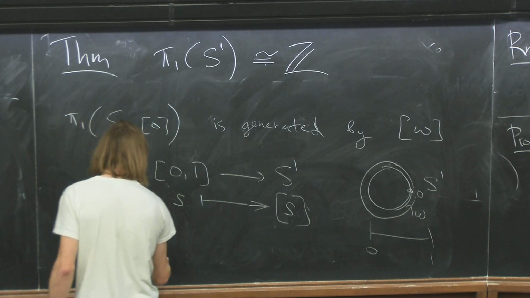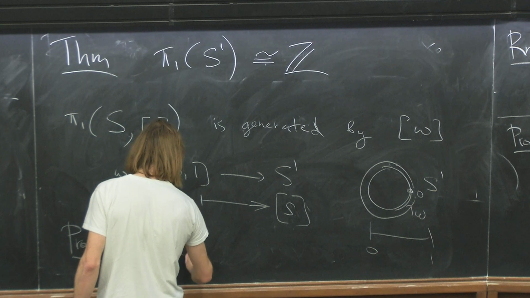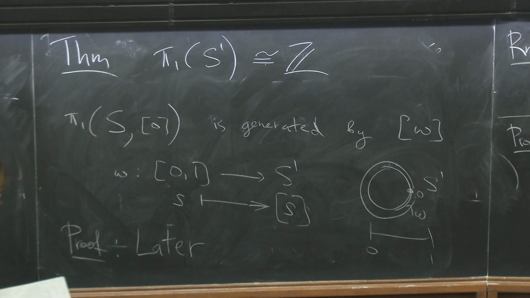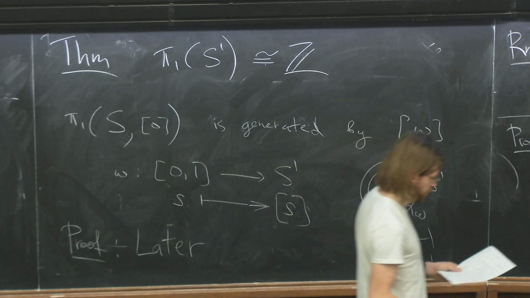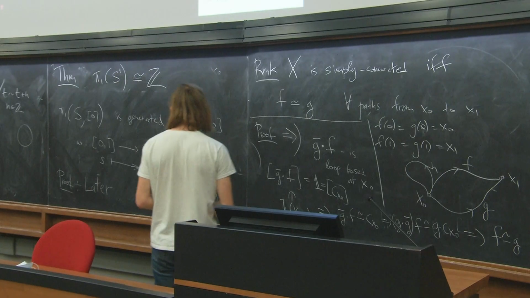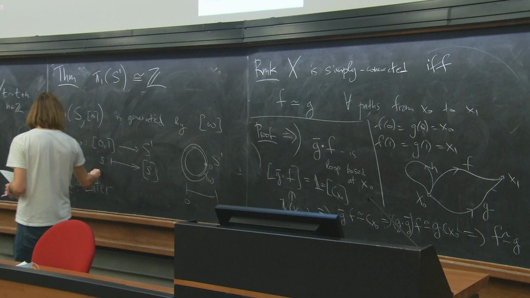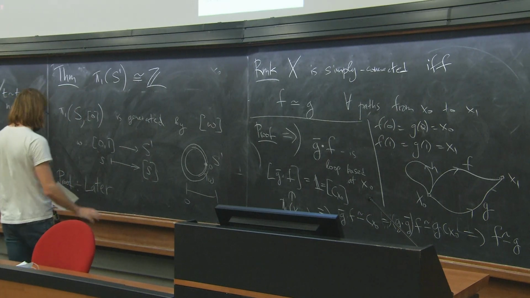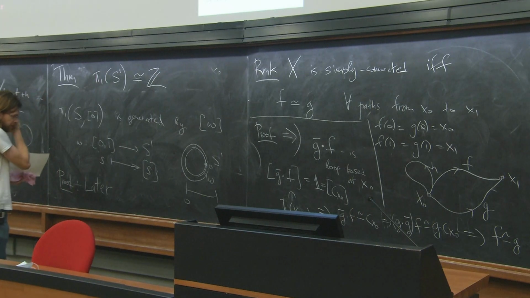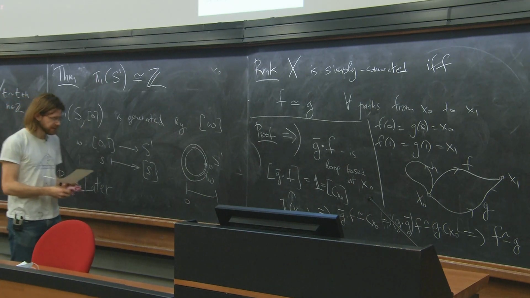The proof will come a bit later. We need to show some additional propositions before, to simplify the proof. This is just as a motivation for what we're going to do next.